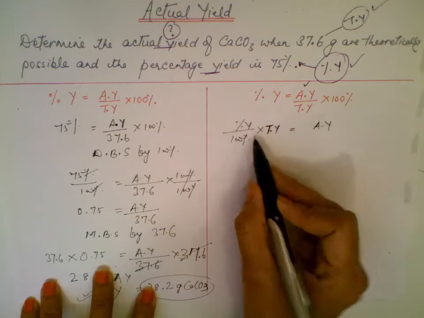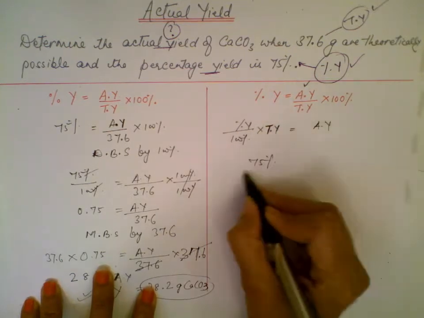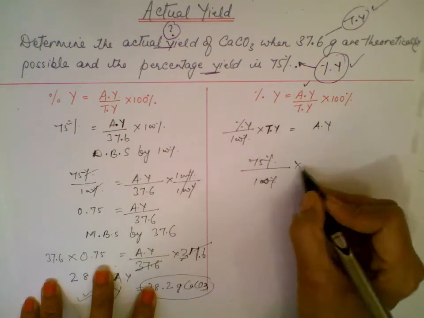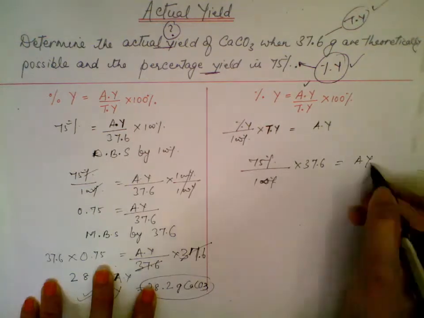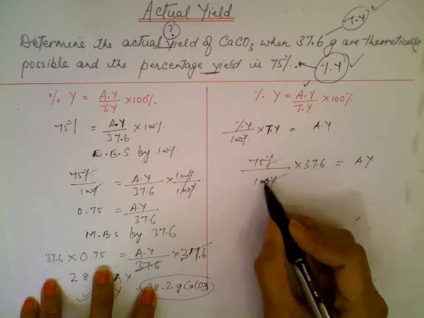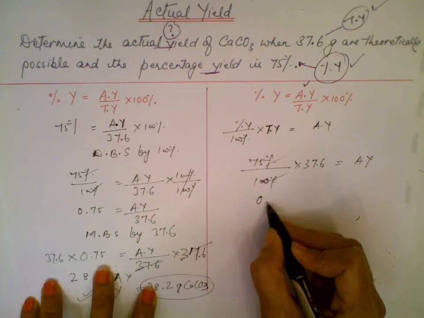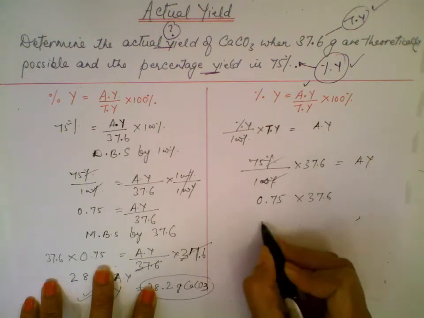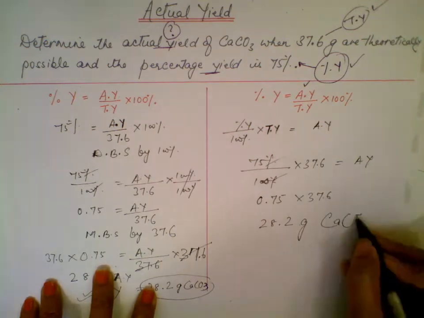And here the percentage yield, what is it? 75%. Theoretical yield is 37.6. And you're figuring out the actual yield. Cancel the percent and percent. You will have 0.75 times 37.6. Let me write it for you. Times 37.6. Okay, solve it. You get 28.2. Again, don't forget the units.